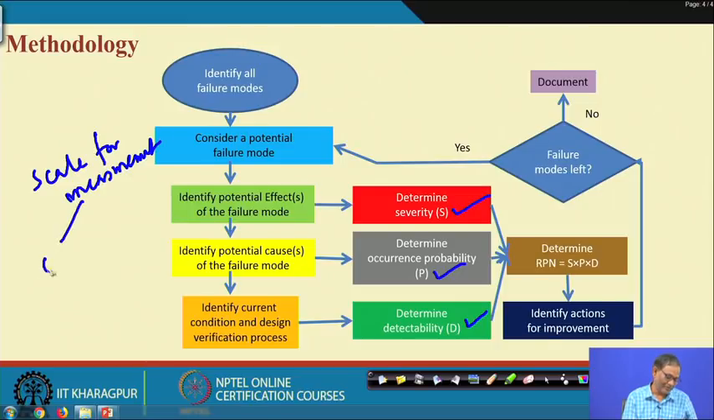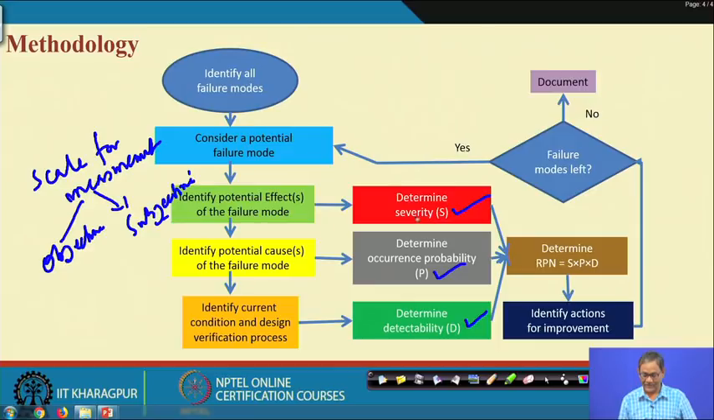It can be objective, it can be subjective. So, we will see some subjective scales. So, what are those things? Let us repeat it.